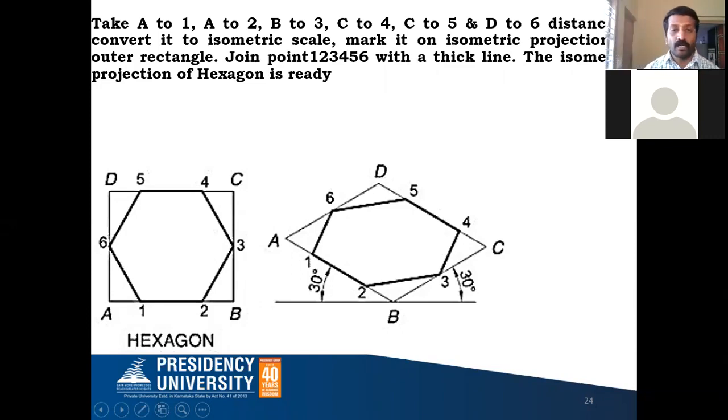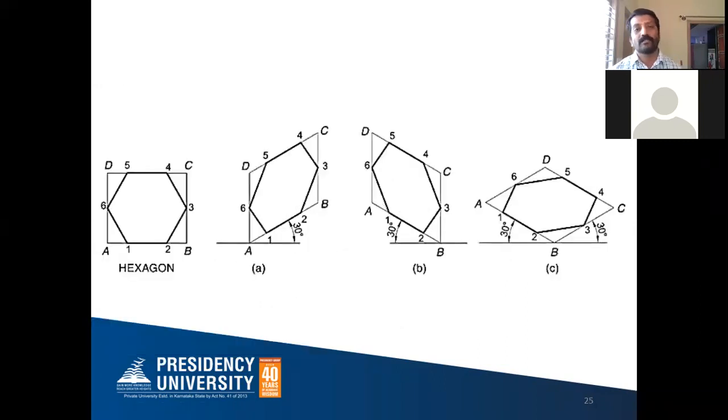Now you join all these points 1, 2, 3, 4, 5, 6 with a thick line. So this is what you required, the isometric projection of your hexagon lamina. The outer box should be as thin as possible. Only the hexagon lamina inside is our object, so its isometric projection you have to make with a thick line like this. You can see all three positions have also been given here.